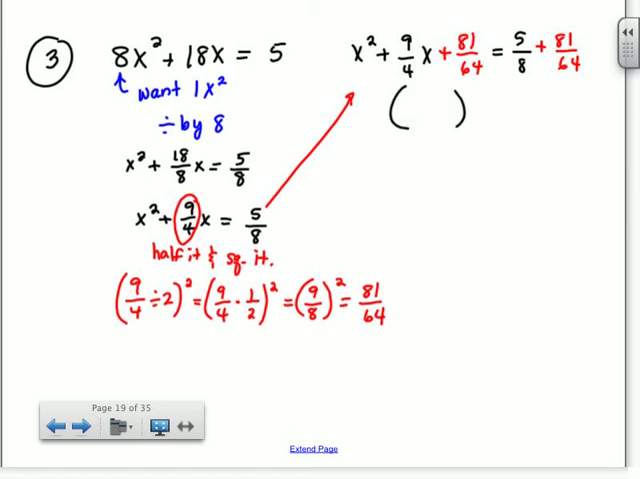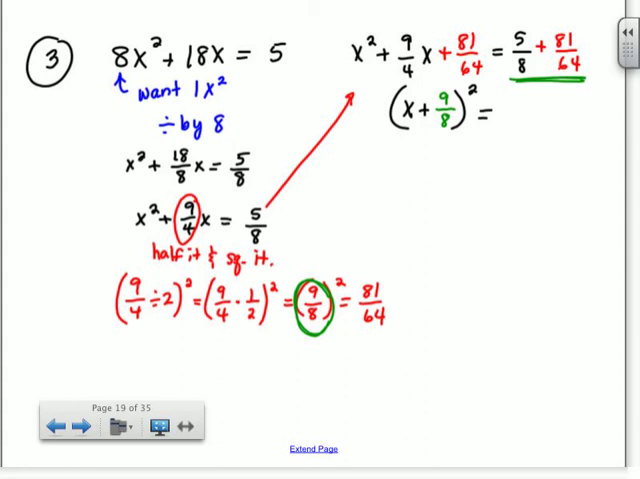Okay, if you're really good at completing the square, you know that when you've done this method, you have x plus, and that number can always be found when you divide by 2, before you squared it. So it should be this number right here, 9 over 8. See how 9 over 8 times 9 over 8 gave us the 81 over 64.